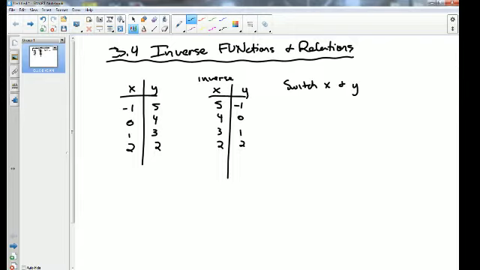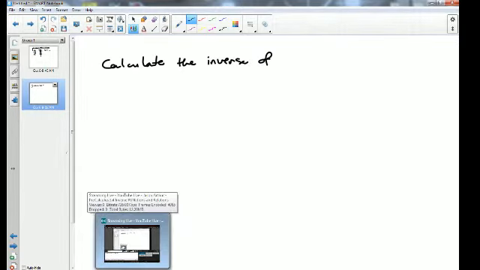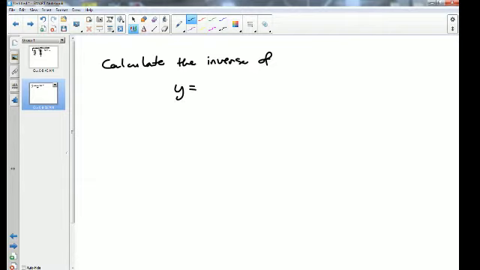Let's take a look at a really easy one. Calculate the inverse. Do you want me to do a linear one first? Yes. I can do a quadratic too, but you have to reproduce quadratics, so I'll show you. Okay, so y equals 3x plus 5.